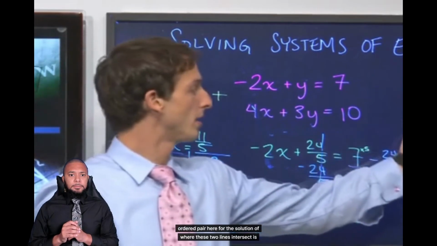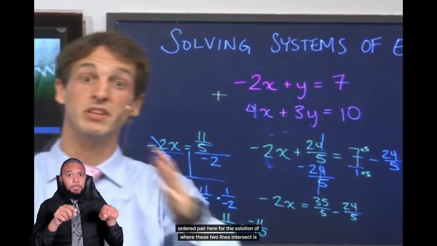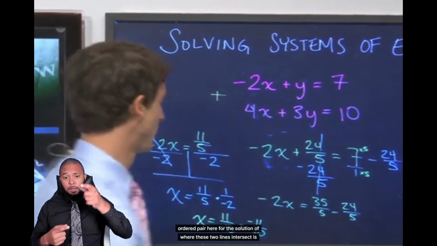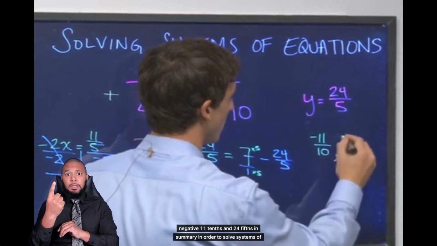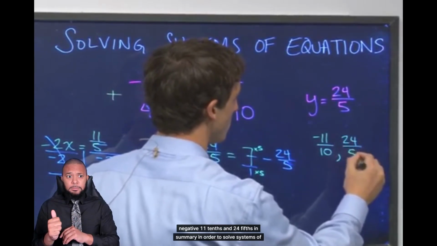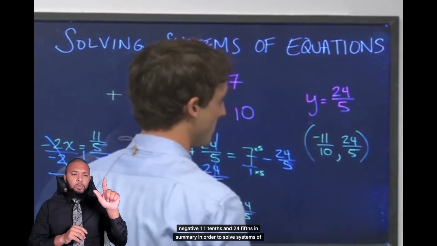So our ordered pair here for the solution of where these two lines intersect is negative 11 tenths and 24 fifths.